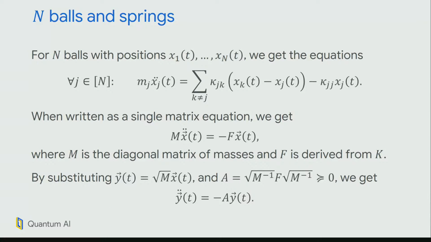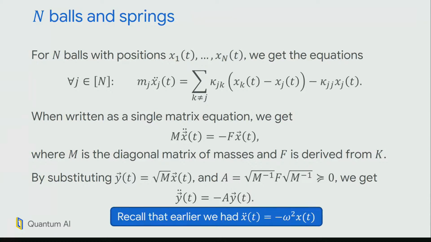And the reason I'm mentioning this is this looks exactly like the one variable solution we had earlier, which was x double dot is minus omega squared x. And this minus omega squared is similar to minus A because A is a PSD matrix. So all of its eigenvalues are positive. So you really can think of it as the square of some number. So yeah, this is the equation we finally care about.